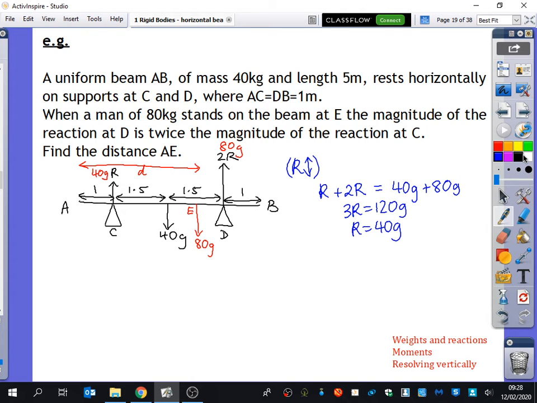At D. If you took moments at D, okay, why would you choose to take moments at D? Because you know how from A to C there's only 1 meter, so there will be the 1 meter there. So if you were taking moments from here, you would need to have this distance, which is 3 multiplied by R. You've got this distance, which is 1.5 times 40. But this distance here is perhaps a little bit trickier to find out. It would still work though, but what is this distance here?